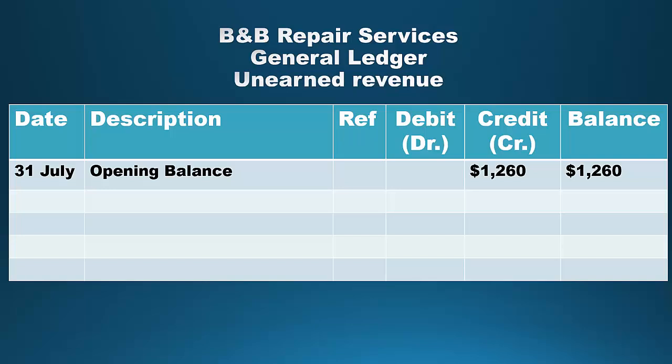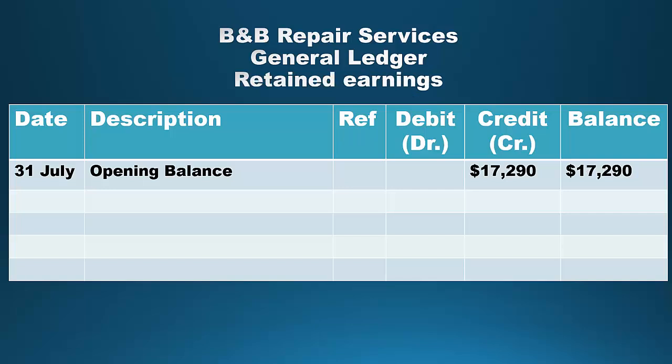10. Unearned revenue. The unearned revenue account shows money received from customers in advance for services the business hasn't performed yet. As of July 31st, the balance is $1,260. Unearned revenue is a liability, so this opening balance is recorded on the credit side of the ledger. 11. Common shares. The common shares account represents the owner's initial investment in the business. On July 31st, the balance is $14,000. This is an equity account, so the opening balance is recorded on the credit side of the ledger.